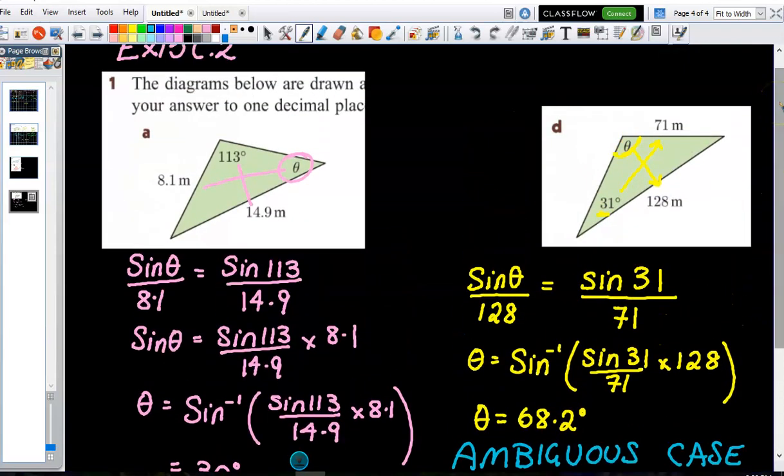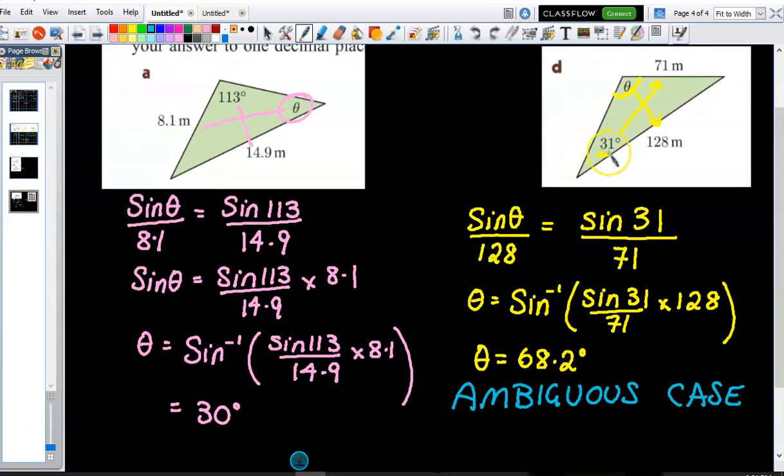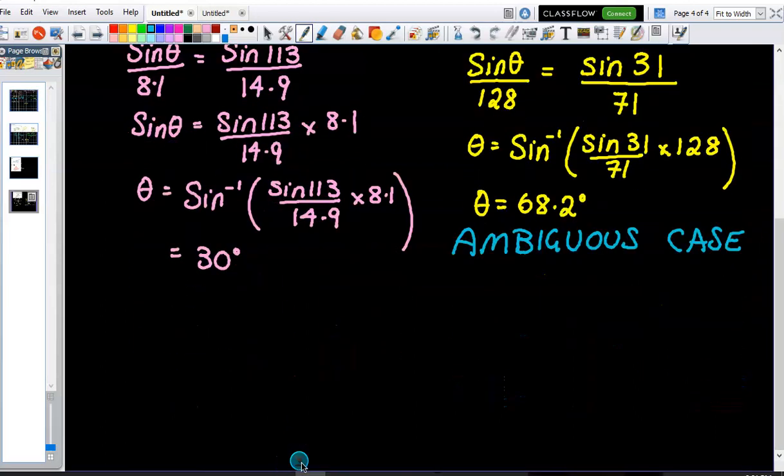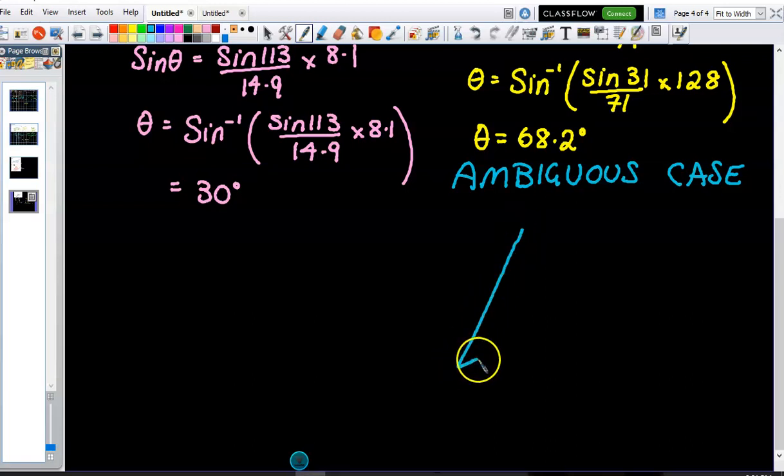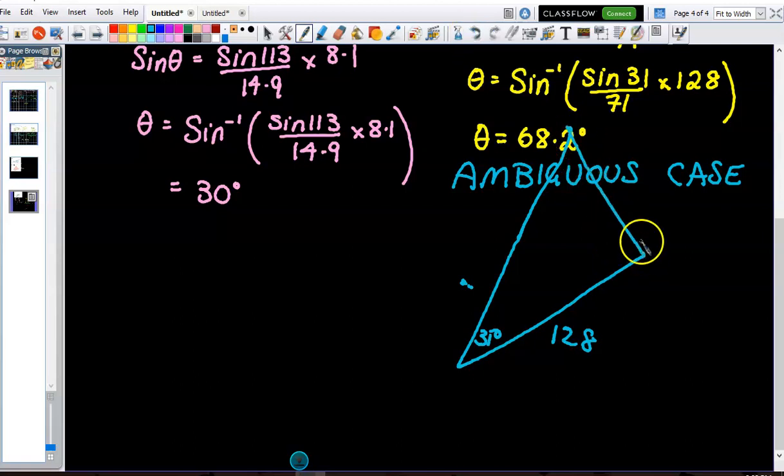Why have we got the ambiguous case? So you've got an angle of 31, you've got a length of 128, and then you've got this length of 71. You can draw this in another way. So think about, here are my lengths. This is 31 degrees. Do we agree? This is 128. But you could have this one, 128. This length did not have a set length, did it? So who's to say that this doesn't keep on going and that here is your 71.